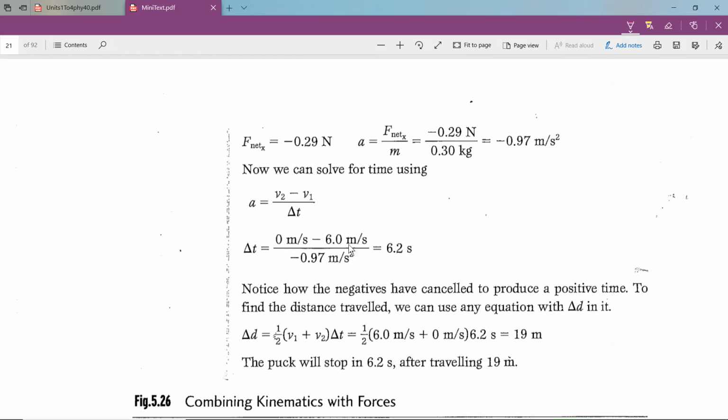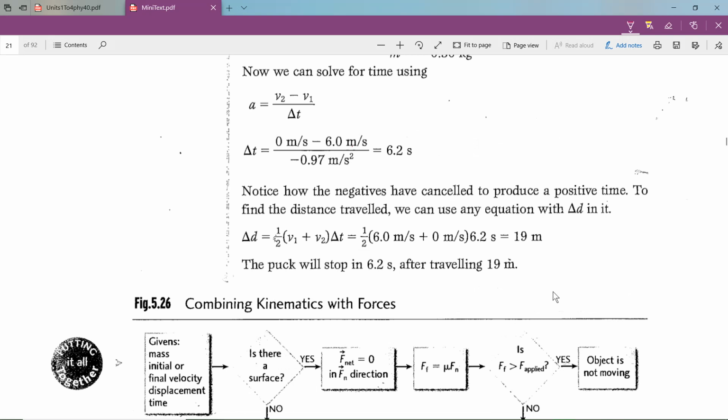Now, how long does it stay on the ice once it hits the patch? So 0 minus 6 over minus 0.97. Delta T is V2 minus V1 over the acceleration. And the friction is causing a deceleration, right? So it takes 6.2 seconds. Notice how the negatives have canceled to produce a positive time. To find the distance traveled, you could look at the average velocity, so 6 over 2, 3 times 6.2, almost 19 meters. Okay, 18.6, so it rounds off to 19 meters.